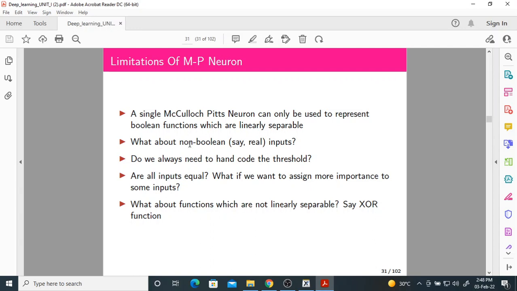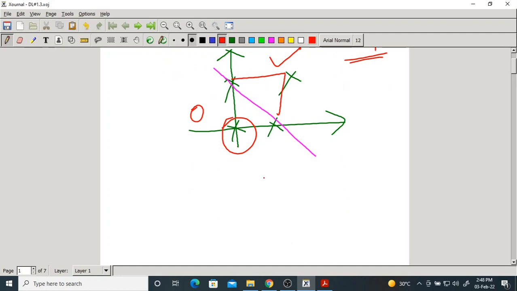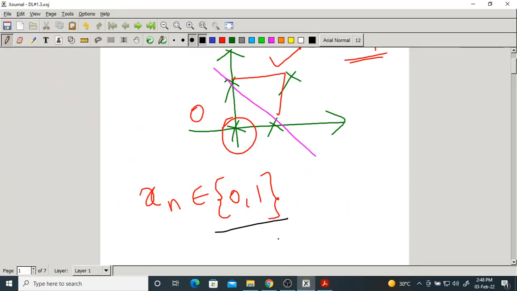So what about non-Boolean inputs? We have taken inputs to be Booleans. The inputs belong to either 0 or 1. So the MP neuron can only deal with Boolean inputs. What if the input is not Boolean? Some real values, which means the input can be some value, let us take 0.2 or 0.3, something like this. If it is so, the MP neuron won't work. It works only with Boolean inputs.